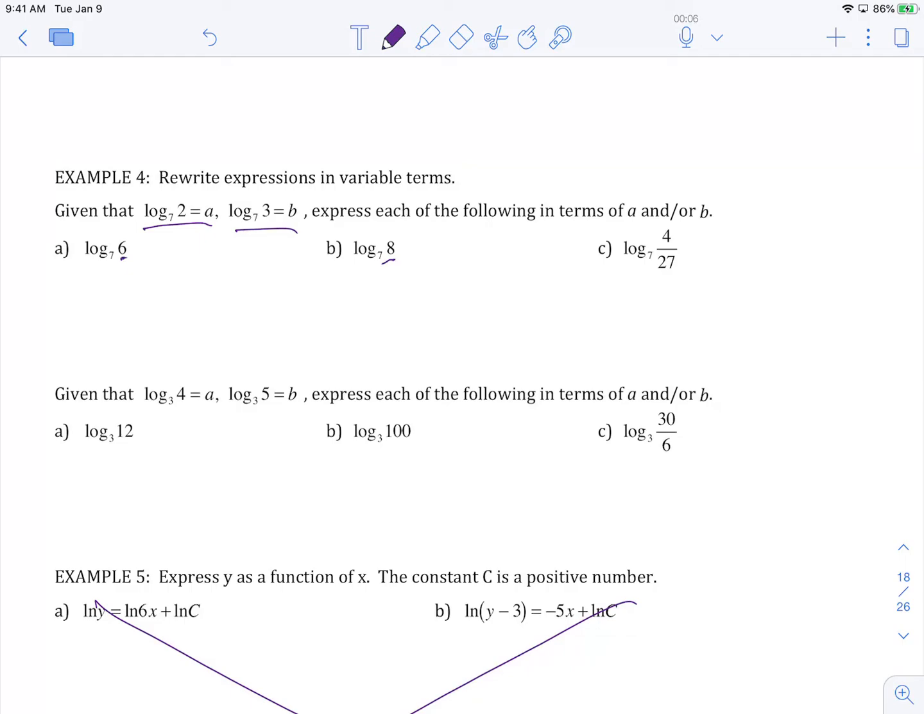And these can be kind of fun, right? Because you can put hidden messages. So log base 7 of 6, well, we know that 6 is the same thing as 2 times 3. And so if we rewrite this, we can write this as log base 7 of 2 plus log base 7 of 3. And look, log base 7 of 2 is A, log base 7 of 3 is B. So this is just A plus B.